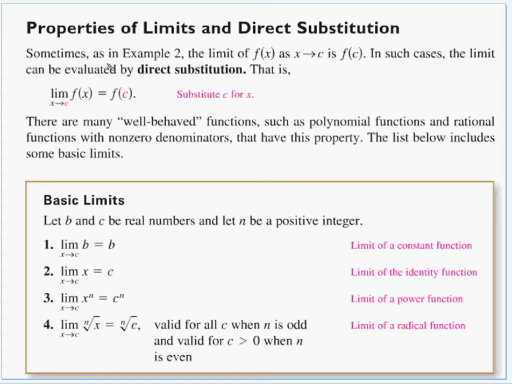So the book says, sometimes, as in example 2, the limit of our function as we approach this number c is simply f of c. We take out that x value there, replace it with c, and we get f of c. In such cases, the limit can be evaluated by direct substitution. That is, the limit as x approaches c of f of x, just take the c, plug it in, is f of c. There are many well-behaved functions, such as polynomial functions and rational functions with non-zero denominators, that have this property. The list below includes some basic limits.